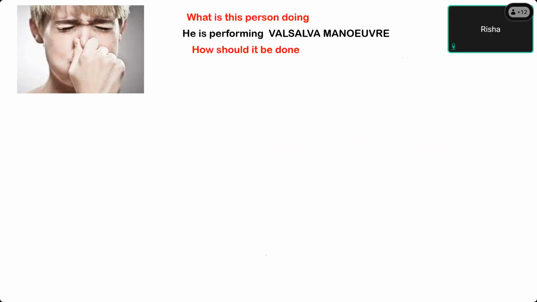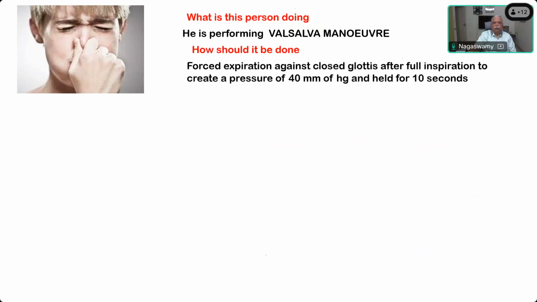Start with a deep inspiration, holding the breath and closing the mouth and nose, trying to expel with the closed mouth and nose. We might feel a popping sensation in the nose. It's called breathing out against a closed glottis. Forced expiration against a closed glottis after full inspiration to create a pressure of 40 millimeters of mercury, to be held for 10 seconds. Okay, these two numbers are very important. The force you create should create a pressure of 40 millimeters of mercury and the duration should be at least 10 seconds.